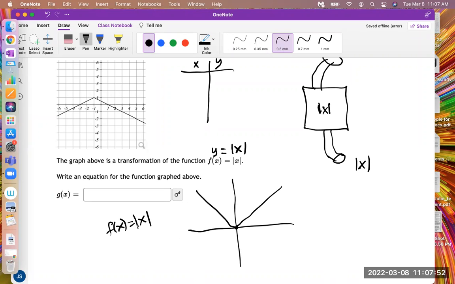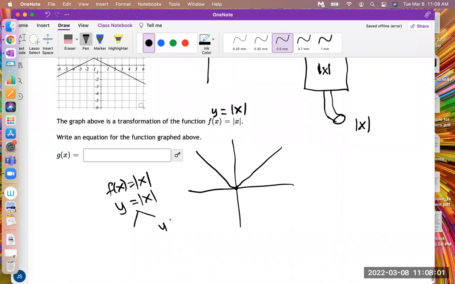And really this comes from the fact that if we replace this with y, it comes from two equations: y equals x, which is just the straight line that goes through 1, 1, 2, 2, 3, 3, and y equals negative x. It's those two equations put together. So we have y equals negative x on this side and y equals x on the other, and that's what this graph comes from, okay?